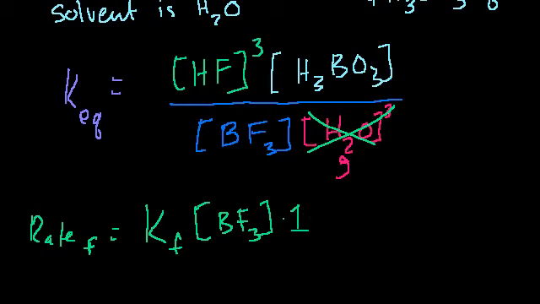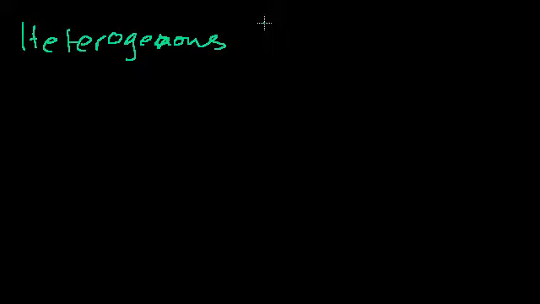Now, what about the following reaction? And this is called a... Well, any equilibrium where you have different states of matter is called a heterogeneous equilibrium. And so let me write another heterogeneous equilibrium.